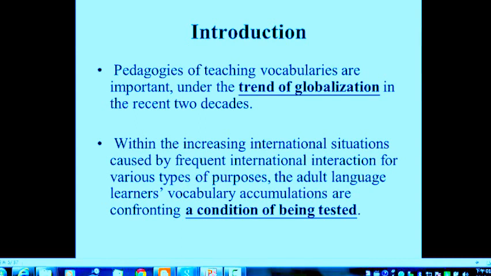About the introduction, the pedagogies of teaching vocabularies are important under the trend of globalization in the 2 decades. Within the increasing international situations caused by frequent international interaction for various types of purposes, the adult language learner vocabulary accumulations are confronting a condition of being tested.